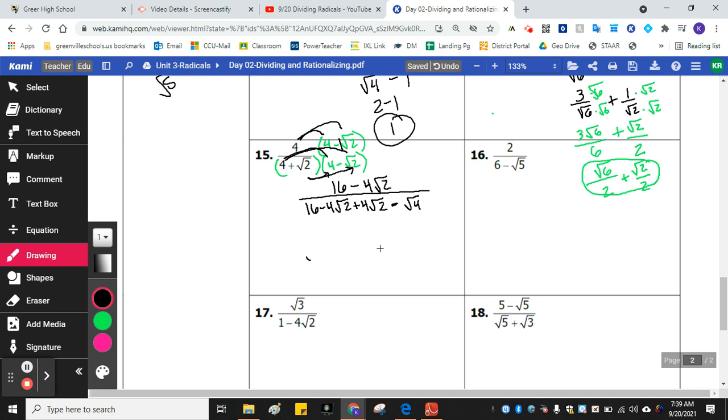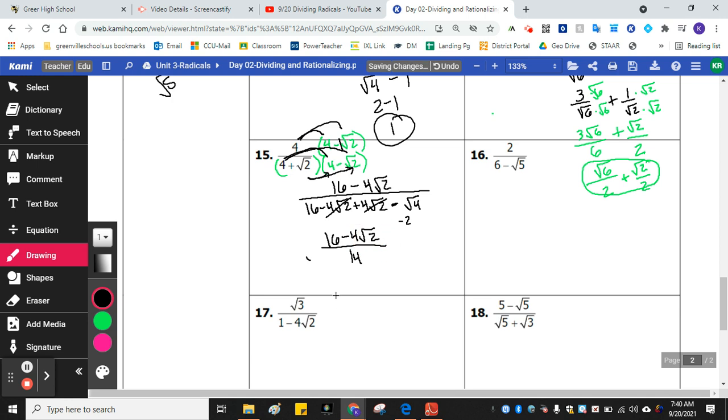That's very ugly, but since it is the conjugate, the purpose of the conjugate is that it's going to simplify to just a nice number. So negative 4 square root of 2, positive 4 square root of 2, cancel out, give you 0. The square root of 4 is 2, so minus 2. And 16 minus 2 is 14. It's an ugly line. 14. So 16 minus 4 square root 2.